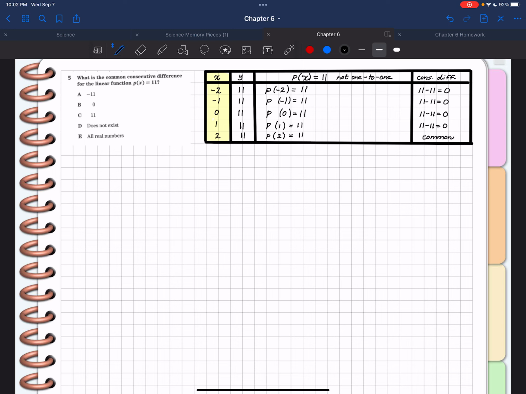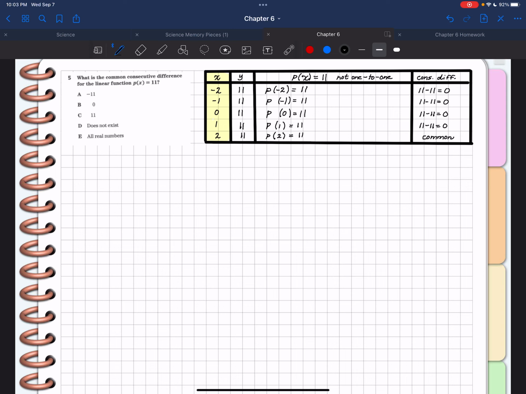I don't want to graph this one. Let's take a look at our answer choices. What is the common consecutive difference for the linear function p of x equals 11? I do want to graph it after this.